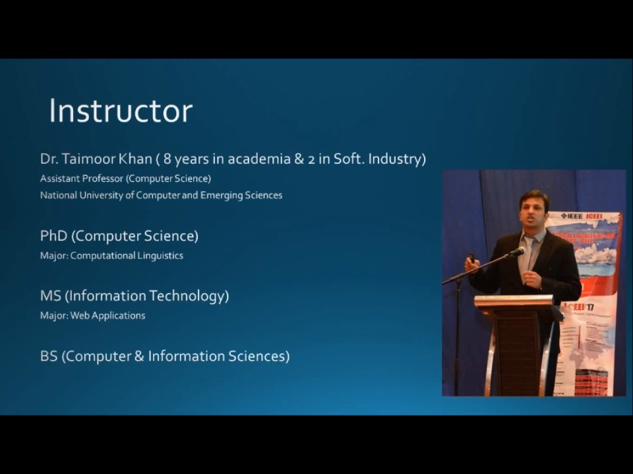Taimur Khan. I have 8 years of experience in academia, and prior to that, I worked in the software industry for 2 years. I did my PhD in computer science with a major in computational linguistics. During my PhD, I worked with large-scale unlabeled data to extract useful information from it as a sequence of tasks. We built adaptive models that would share their knowledge across a sequence of tasks. Such models are called artificial general intelligence or lifelong machine learning.